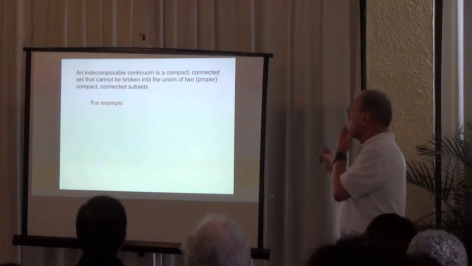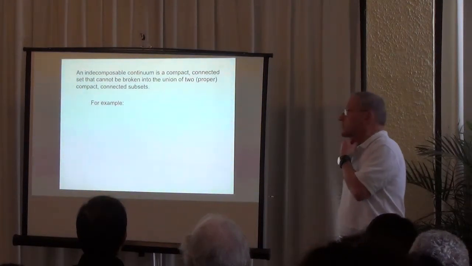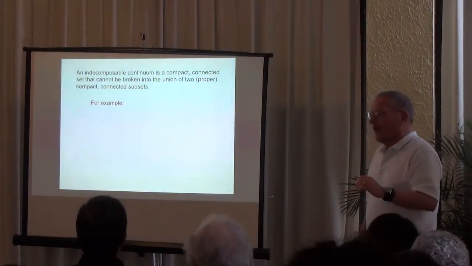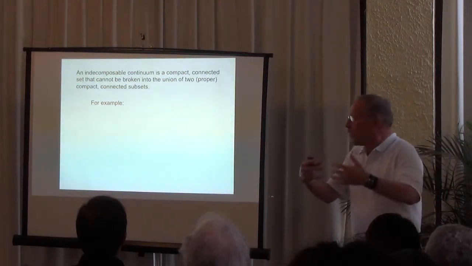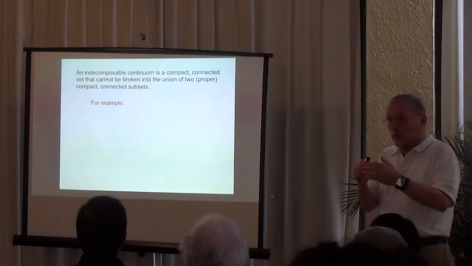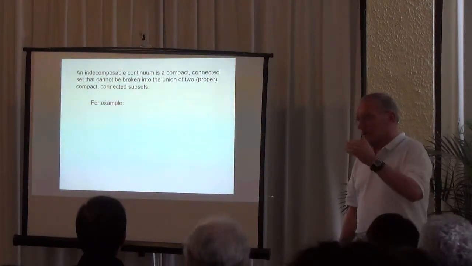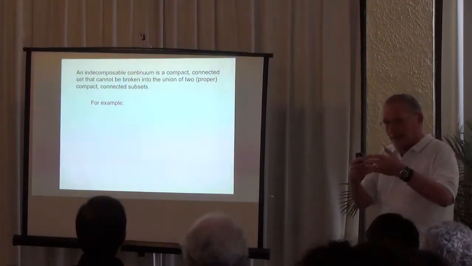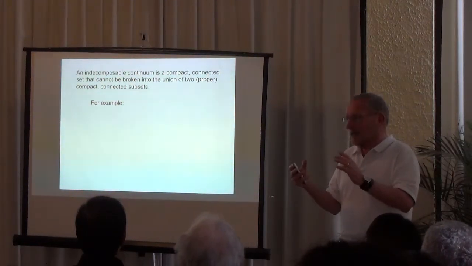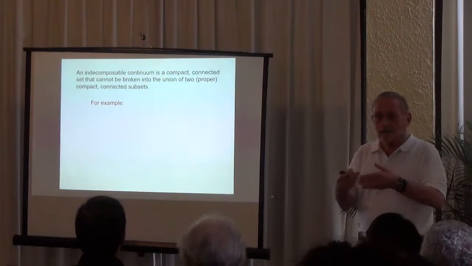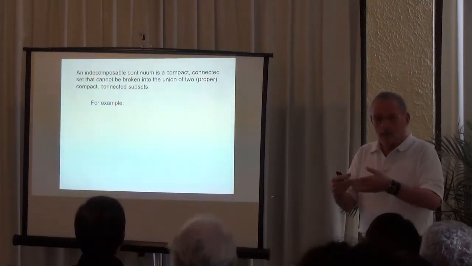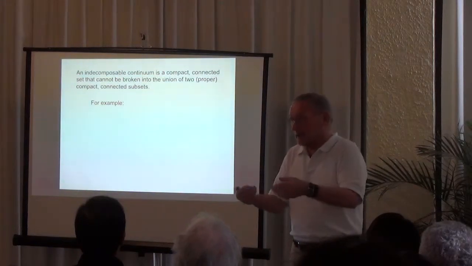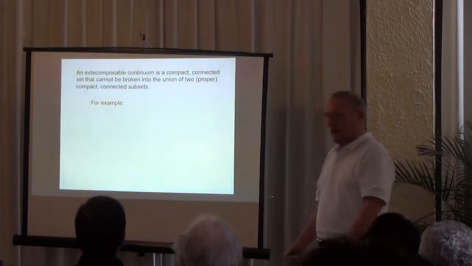I've never heard of this. Basically, by definition, an indecomposable continuum is a compact, connected set that cannot be broken up into the union of two proper, compact, connected sets. Say that again. You've got a compact, connected set in the plane. You can't write it as the union of two proper, compact, connected sets. I don't mean disjoint compact, connected sets. I mean overlapping compact, connected sets.